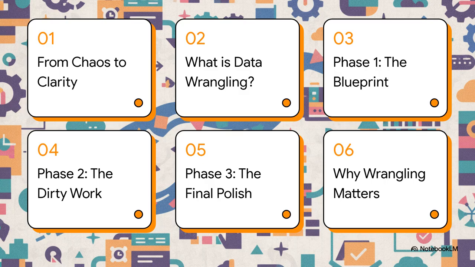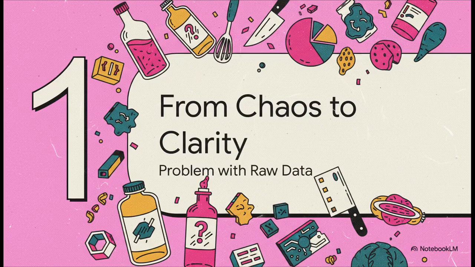So here's what we're going to cover. First, we'll look at why raw data is such a mess to begin with. Then we'll nail down what data wrangling actually is. After that, we'll walk through its three main phases: the planning, the dirty work, and the final polish. And to wrap it all up, we'll see why all this effort is so worth it. All right, let's jump right in with the core problem.